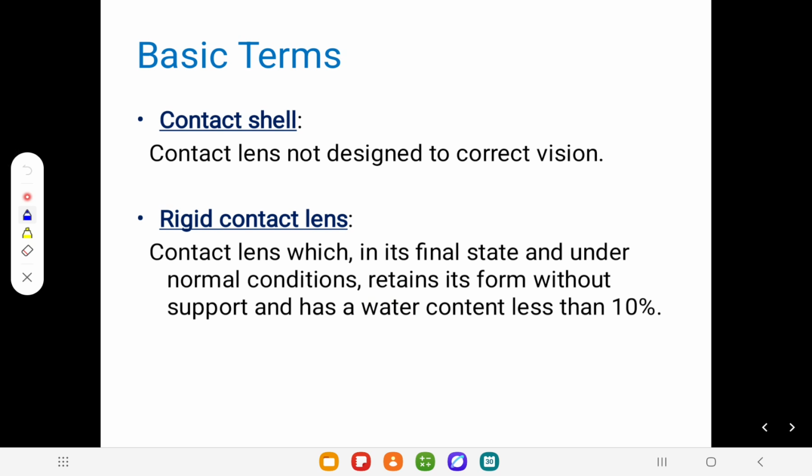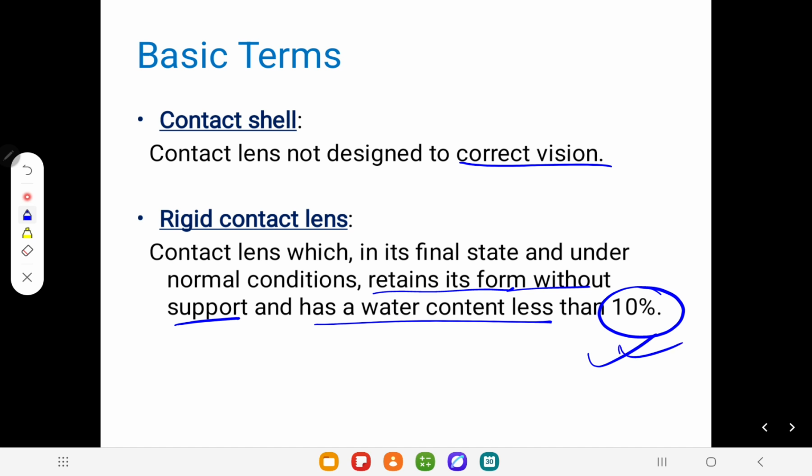So contact shell, what is a contact shell? A contact shell is a contact lens not designed to correct the vision. It's very important: not designed to correct the vision. Next, a rigid contact lens is a lens that in its final state under normal conditions retains its form. What do you mean by retain its form? It is rigid, it does not warp onto the cornea, and without support it retains its shape, and it has a water content less than 10%. It's very important, remember this point. It must be rigid to retain its form, and it must have water content less than 10%.